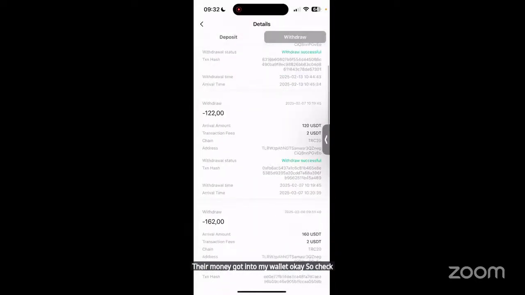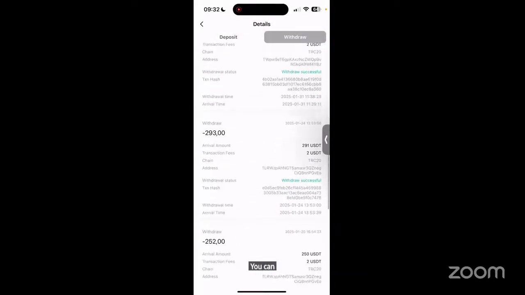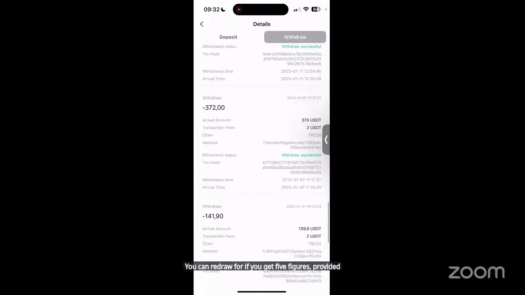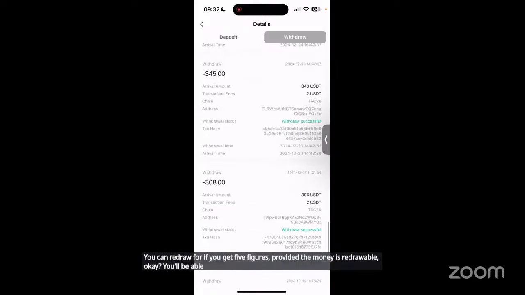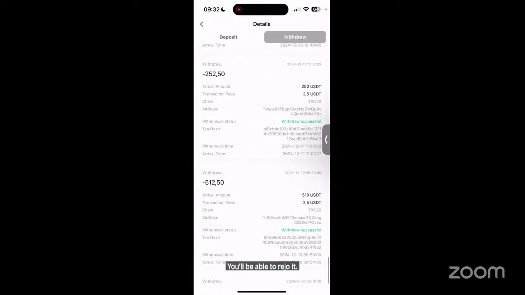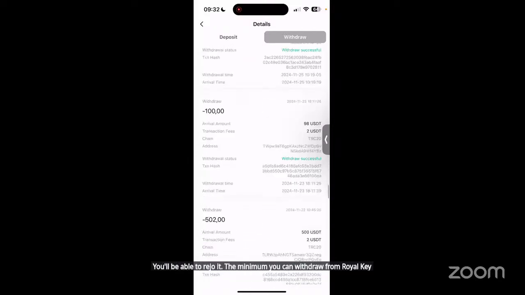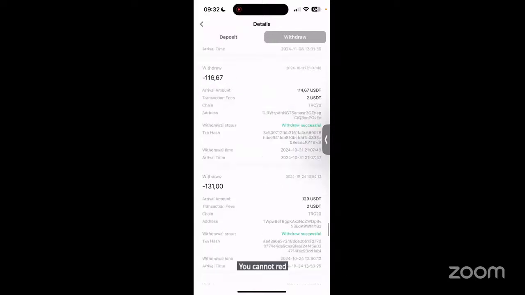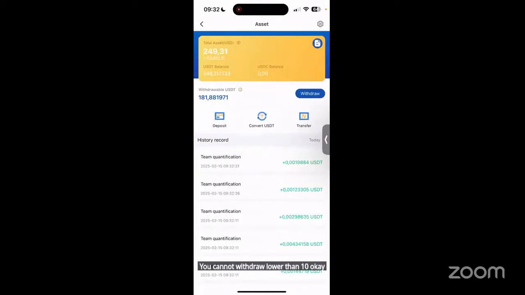You can withdraw 4 figures, 5 figures, provided the money is withdrawable. Okay. You'll be able to withdraw it. You don't have any problem. The minimum you can withdraw from Royalq is 10 USDT. You cannot withdraw lower than 10. Okay. All right. Let's go out and go to deposit.